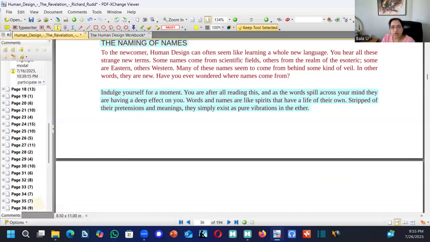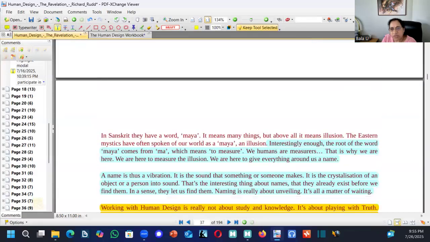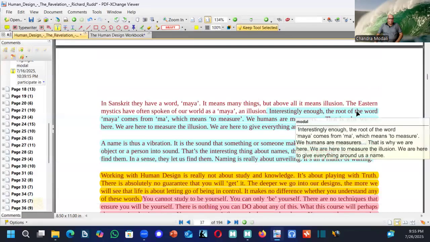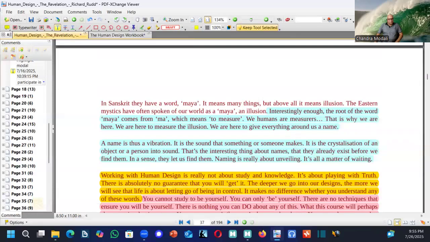You are, after all, reading this, and as the words spill across your mind, they are having a deep effect on you. A similar one, the sound effect. Words and names are like spirits that have a life of their own. Stripped of their pretensions and meanings, they simply exist as pure vibrations in the ether.